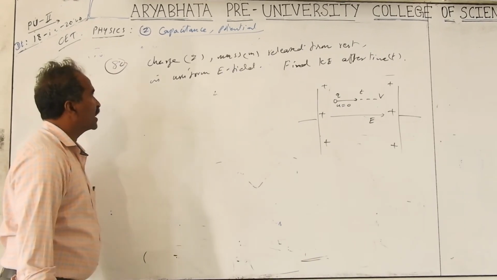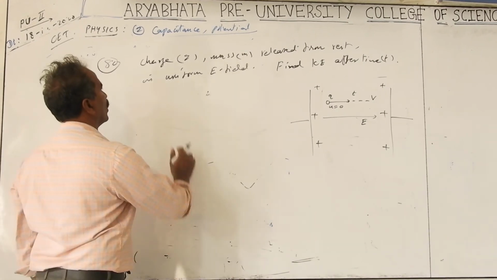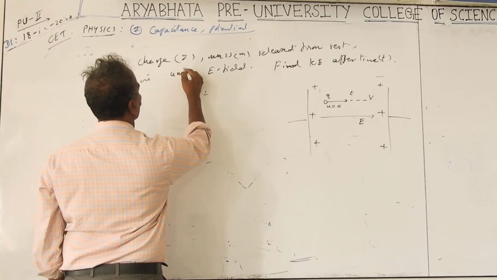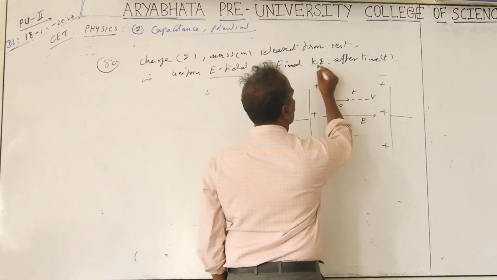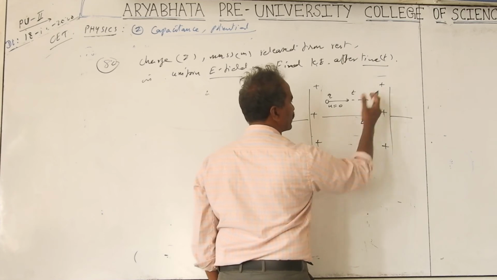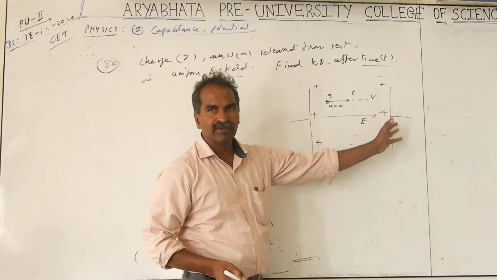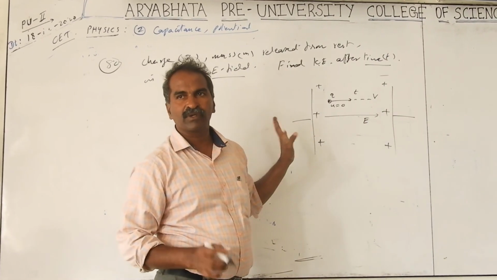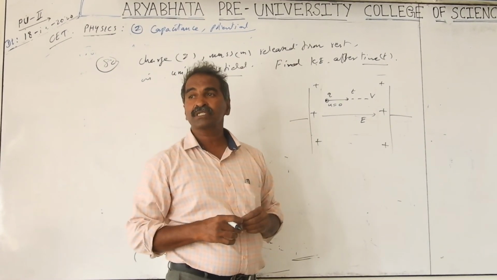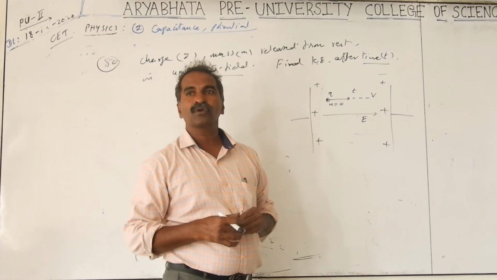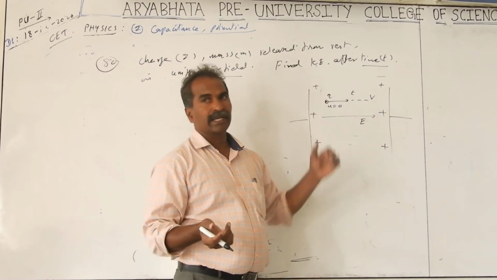Next question is question number 80. A charge q and mass m is released from rest in a uniform, that means constant, electric field. Find the kinetic energy after time t seconds. Imagine the charge between the plates is released from rest. If it is a positive charge it goes in the direction of the electric field, a negative charge goes in the opposite direction of the electric field. Starting from rest, u is 0. In the electric field, the acceleration is a equal to qE by m. You have to use the equations of motion only, v equal to u plus at. Find the kinetic energy expression.